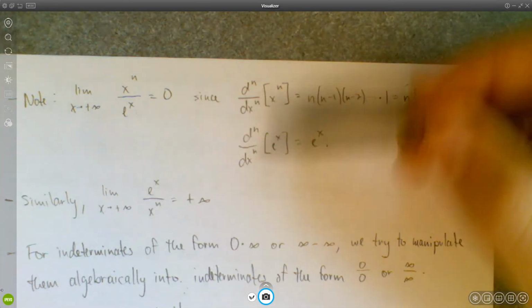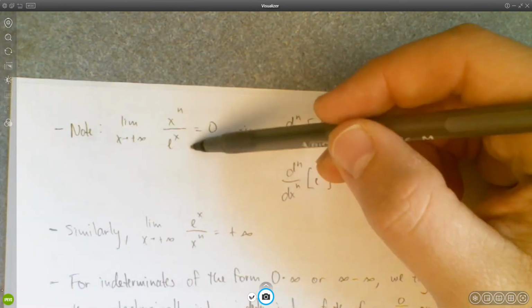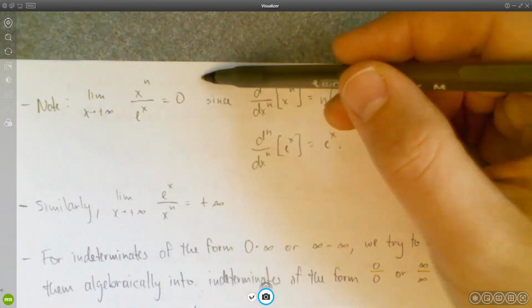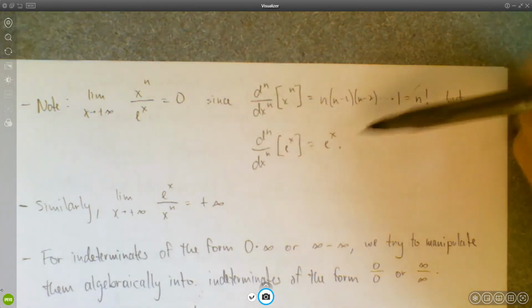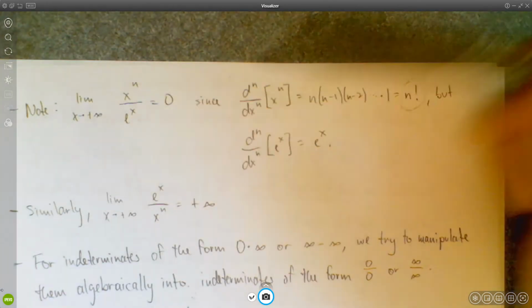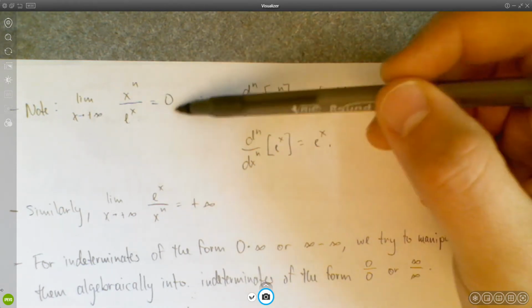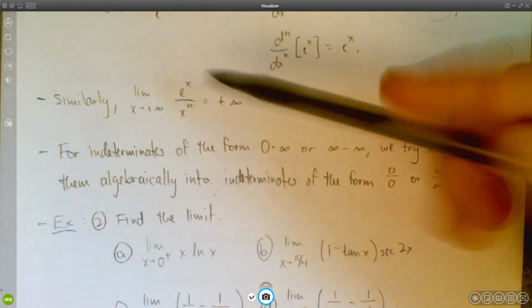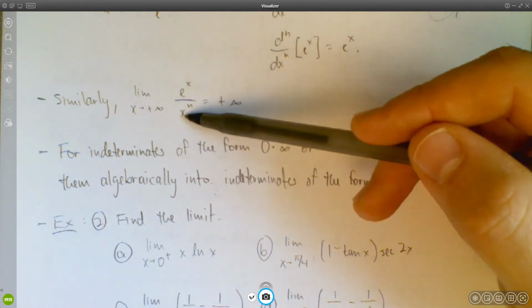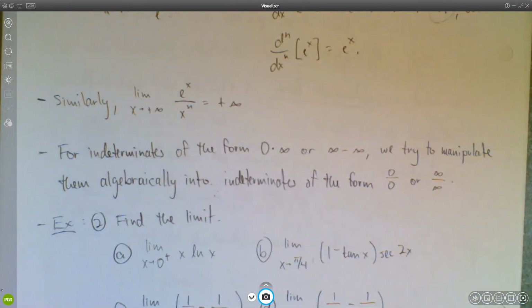So by the time you've taken n derivatives of this thing, you're just going to have a constant in the numerator, and then you're still going to have an exponential in the denominator, right? So clearly, when you plug in infinity there, you're going to have a constant over infinity. That's just going to be 0. Or in this case, you'd have infinity over a constant, and that's just going to be infinity.